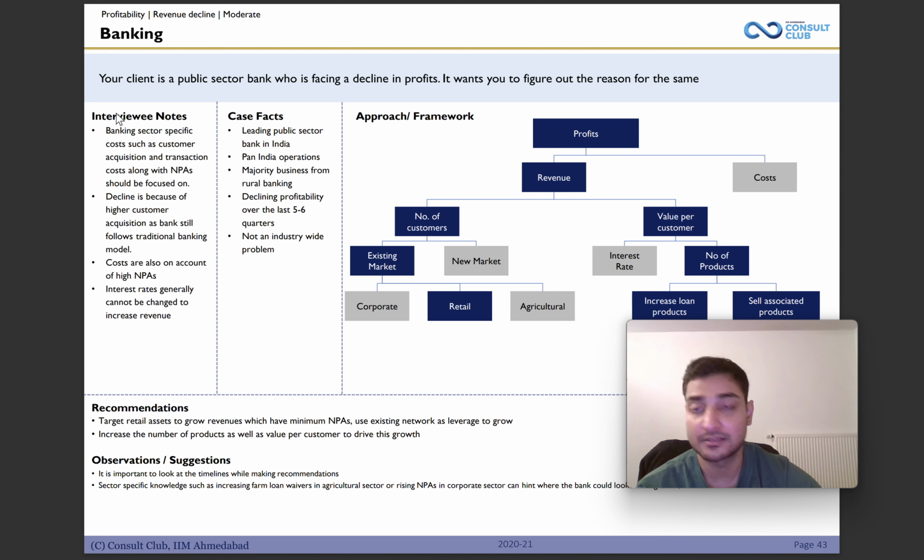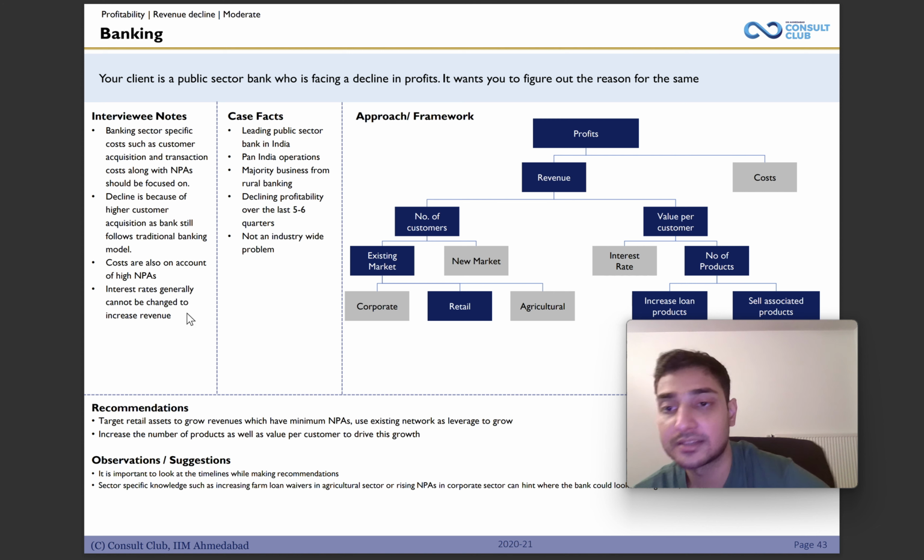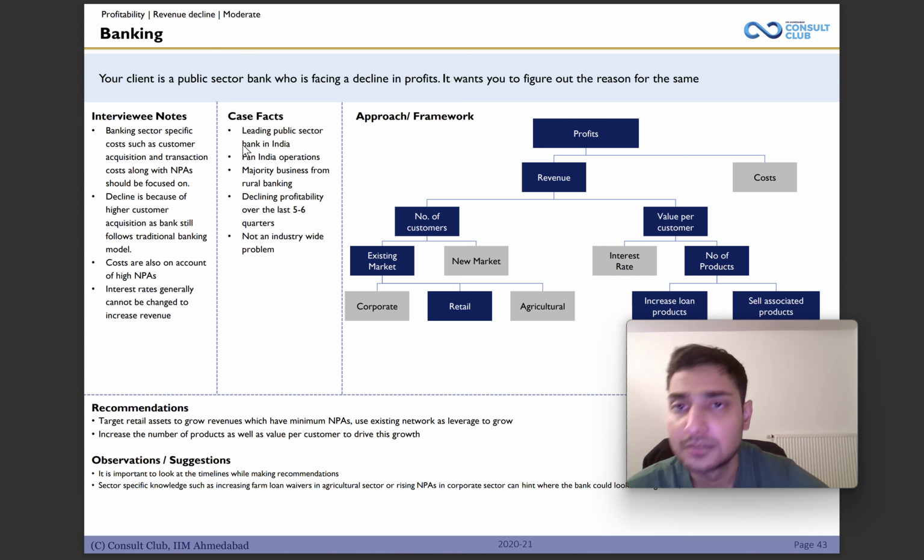Banking sector specific costs such as customer acquisition and transaction costs along with NPA should be focused on. Decline is because of higher customer acquisition as banks still follow the traditional banking model. Costs are also on account of high NPAs. Interest rates generally cannot be changed to increase revenue. Okay, what are the case facts? Leading public sector bank in India, pan-India operations, majority business from rural banking, decline in profit for 5 to 6 quarters. Not an industry-wide problem. Okay, let's see what the approach is, which is one of the most important parts.